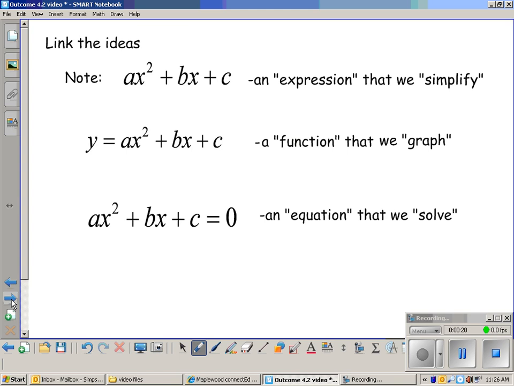Ax squared plus bx plus c is an expression that we simplify. Because there's no equal sign, we can't solve it. We simply simplify it. Y equals ax squared plus bx plus c is a function that we can graph. When we have that function being equal to 0, we now have an equation that we can solve.